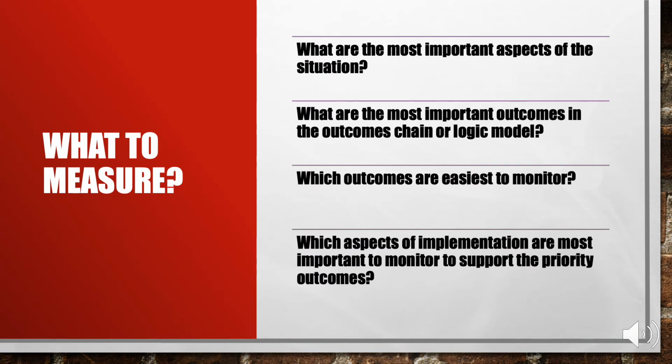When doing an evaluation, we have to decide what to measure. And some questions that might guide what to measure are thinking about what are the most important aspects of the situation, including the identified problem. You might think about what are the most important outcomes in your outcomes chain or in your logic model. You might consider which outcomes are easiest to monitor on an ongoing basis. Or you might look at which aspects of implementation are important to monitor so that the priority outcomes are supported. Of course, a lot of times it's a combination of these different things.